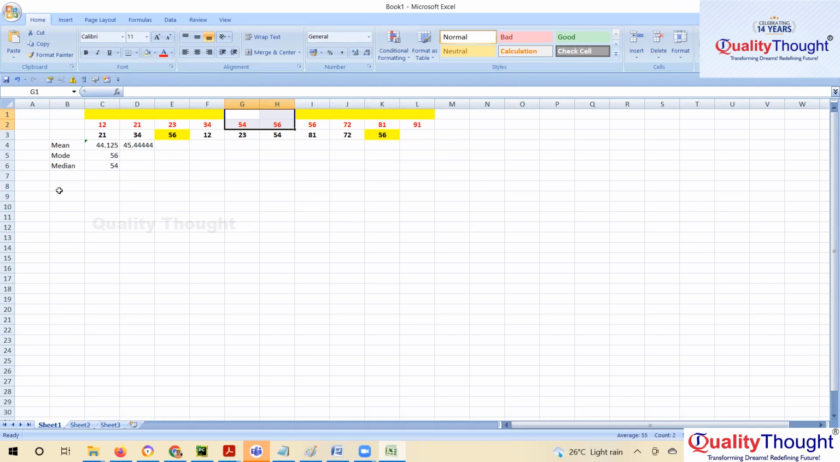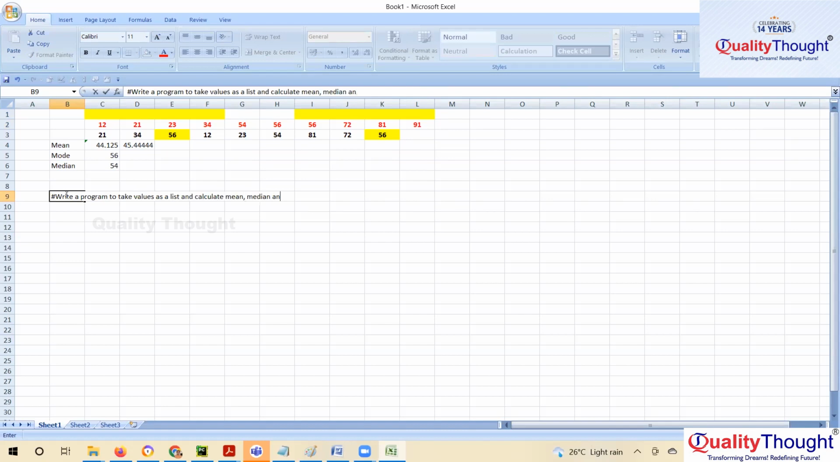Now write a program assignment. Write a program to take values as a list and calculate mean, median, and mode. A simple Python program. That's your homework: mean, median, mode.